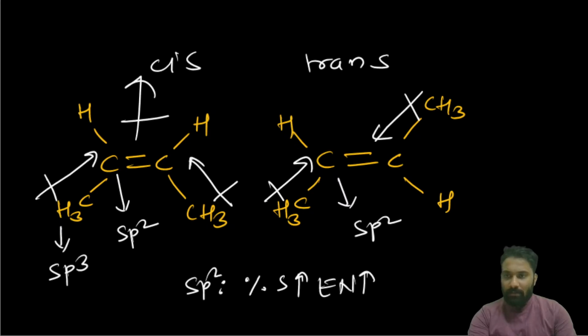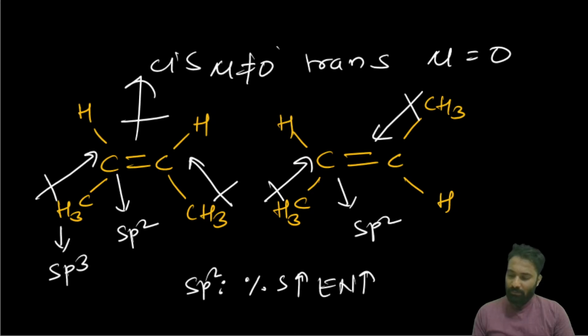Now here what will happen? Here now this increases and its dipole moment vectors will cancel out each other. Done. It will cancel out each other. That's the reason the dipole moment mu is equal to 0 for the trans, and for the cis mu is not equal to 0. Done. Clear?